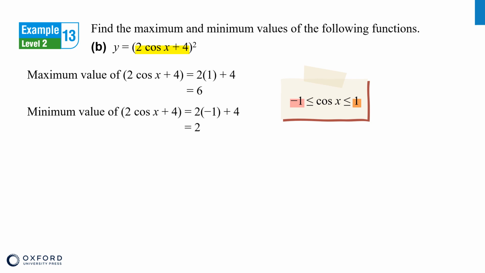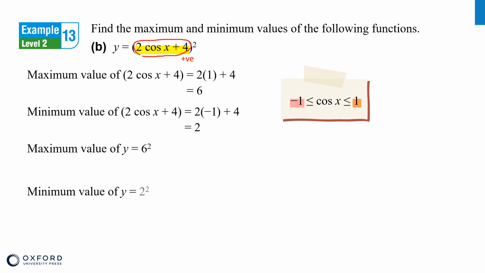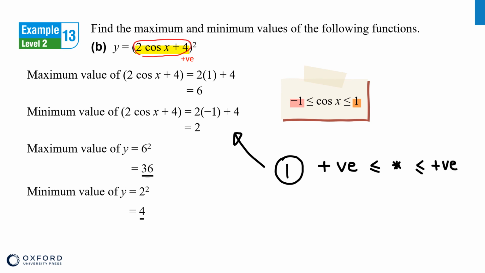So the range of values of 2 cosine of x plus 4 must be positive. Thus, we can find the maximum and minimum values of y, which is the square of the above expression, simply by squaring 6 and 2. The maximum and minimum values of the functions are 36 and 4, respectively. This is the case when the value of the expression to be squared ranges from positive to positive.